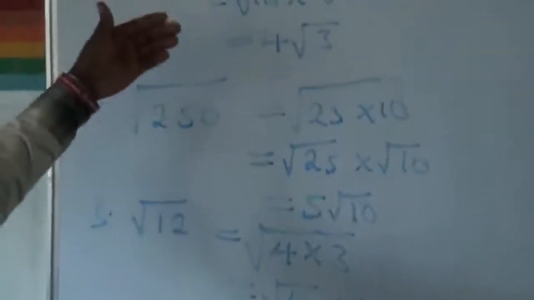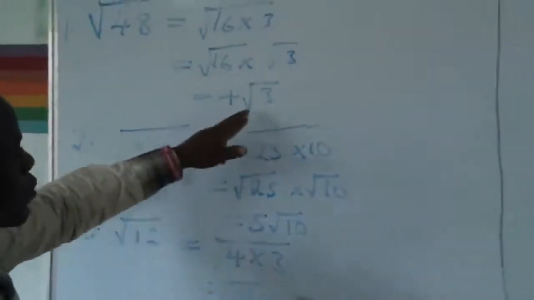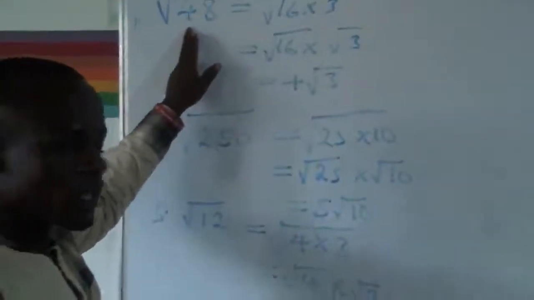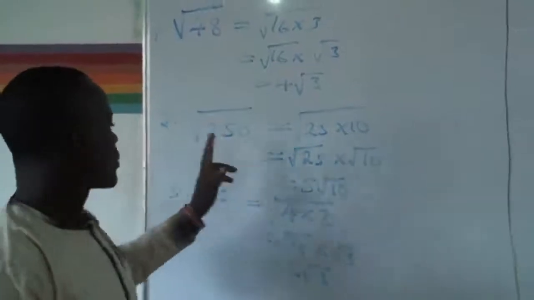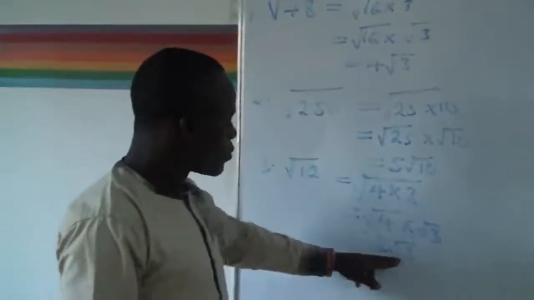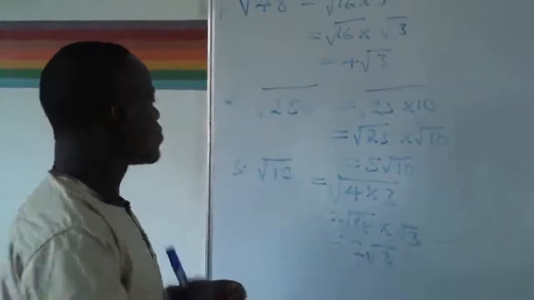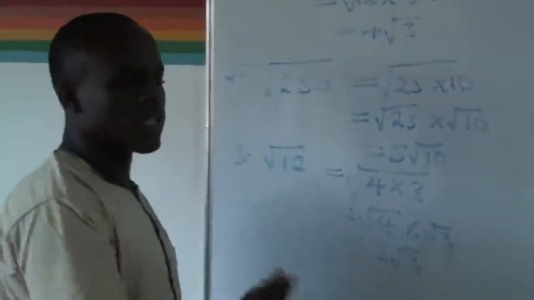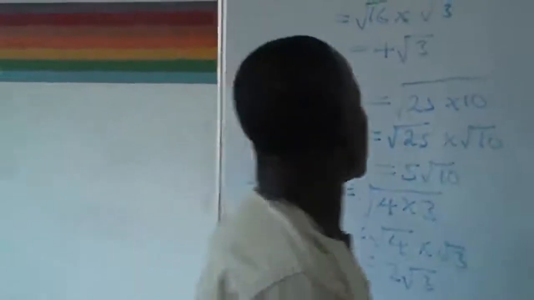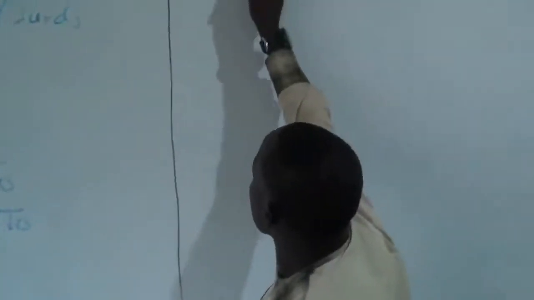Now, we can also take the reverse of 4 root 3 to get root 48, 5 root 10 to get root 250, 2 root 3 to get root 12. And when we do that, we are trying to change it to the root of a single number. How do we do this? Let's check the first one. We have 4 root 3. We want to write 4 root 3 as the root of a single number.